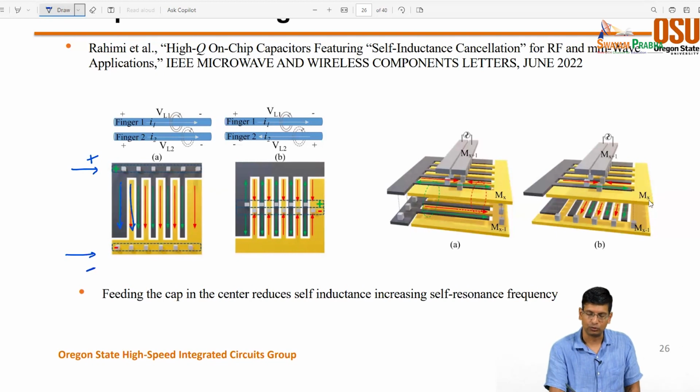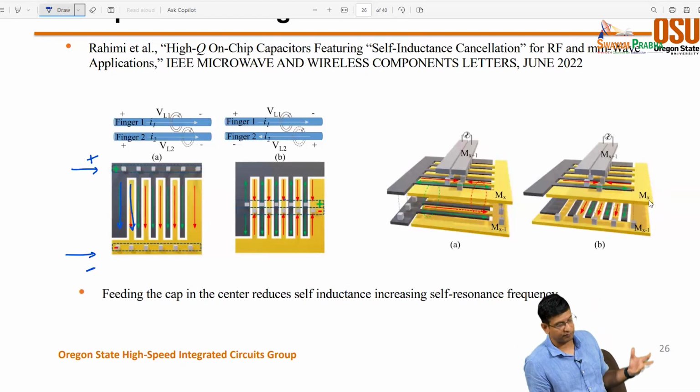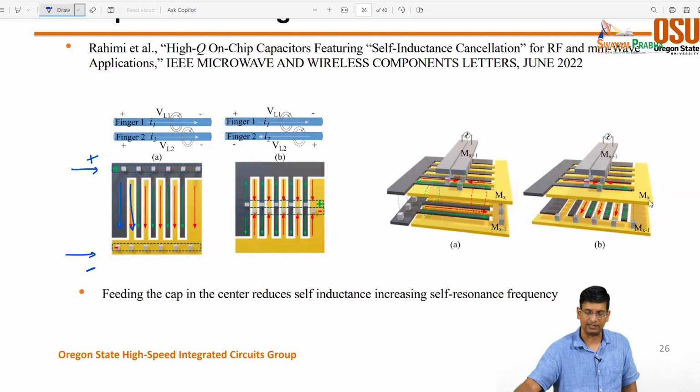But if I choose to feed this in the middle, then I basically have this situation where the currents in the positive and negative fingers, or finger 1 and finger 2, are going in the opposite direction. So we get this phenomenon of self-inductance cancellation. So this is in general a good practice to do, to feed in the middle.